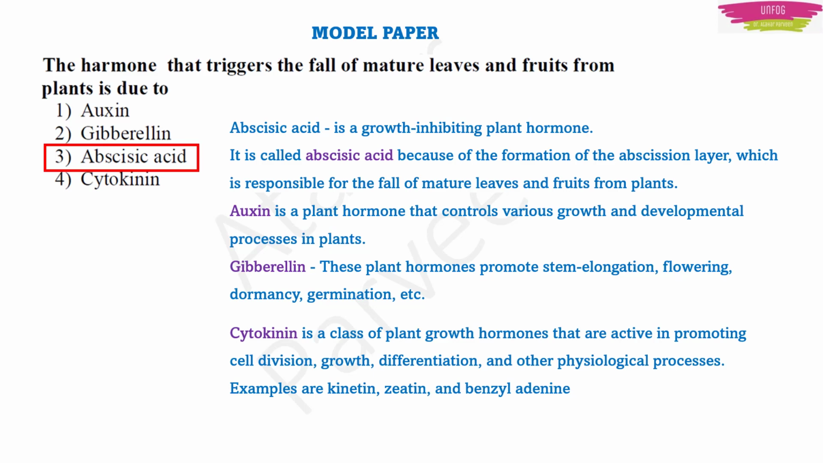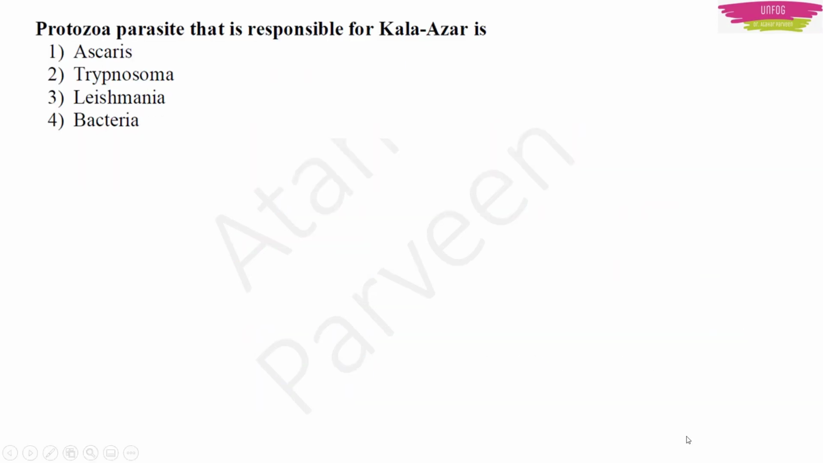Meiosis happens because of this. Then growth, differentiation and other physiological processes. Example for cytokinin means kinetin, zeatin and benzyladenine. Okay, next question. Protozoa parasite that is responsible for Kala Azar is.